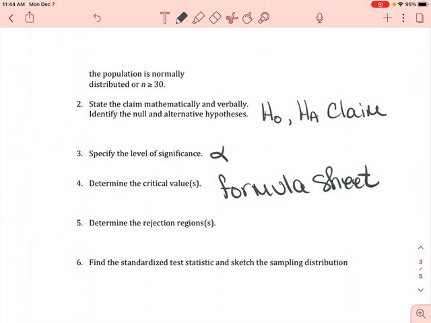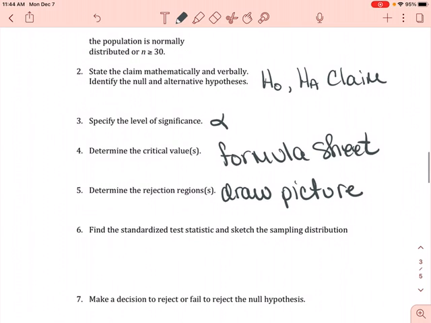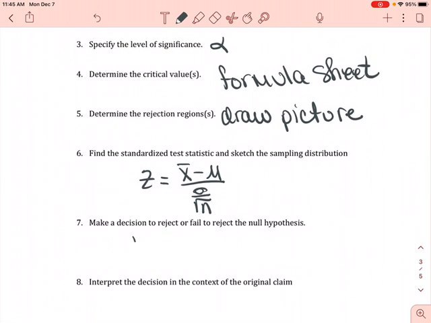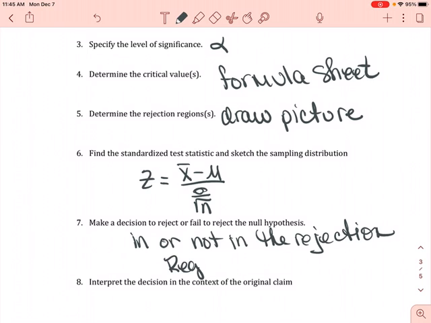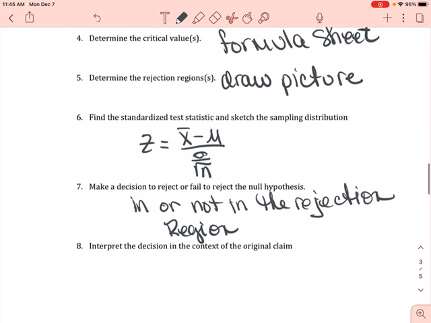Okay, this is our picture. Draw your diagram. Probably have those two flopped. Okay, so remember this is our Z formula. All right, is it in or not in the rejection region? And then write your conclusion.